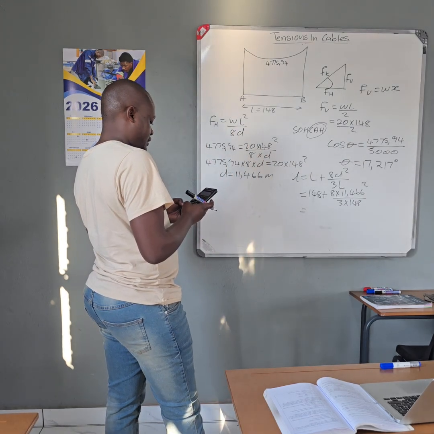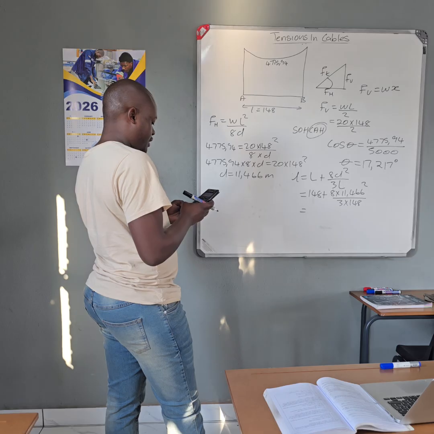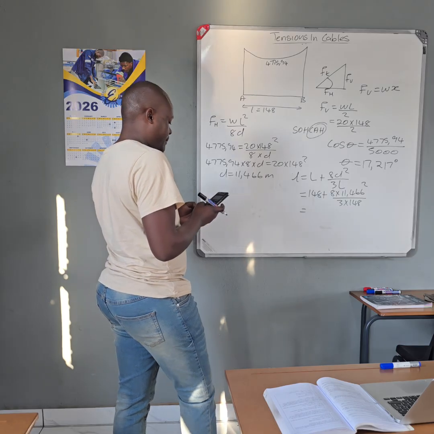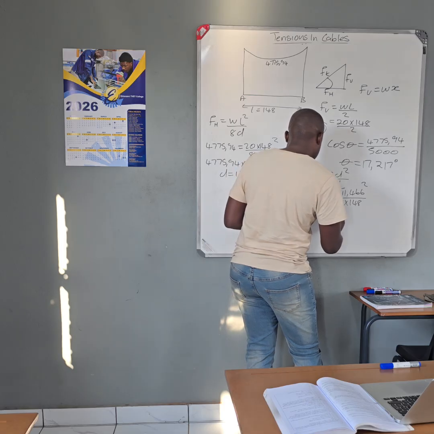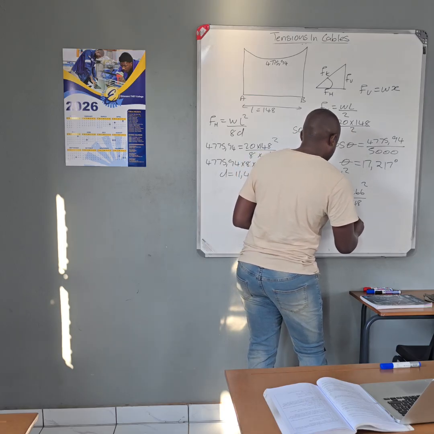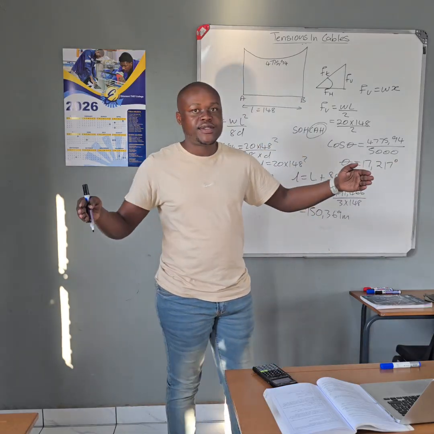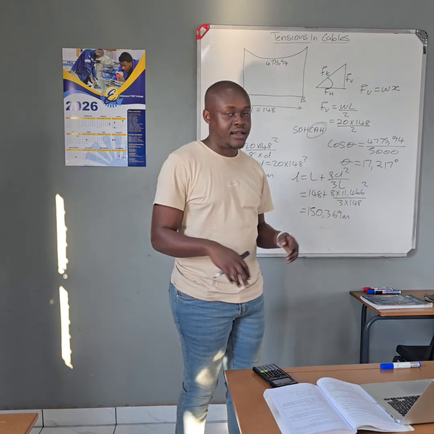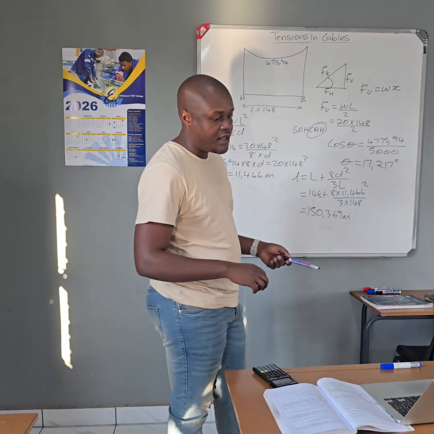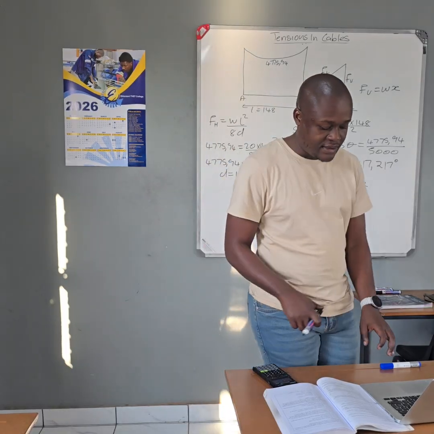So 148 plus 8 multiplied by 11.466 squared, divided by 3 multiplied by 148. Here we get the length of the cable, that is 150.369. Remember, the length of the cable is always supposed to be bigger than the span, or the distance in between. Okay. So this was number 1. So we are going to also get number 2.